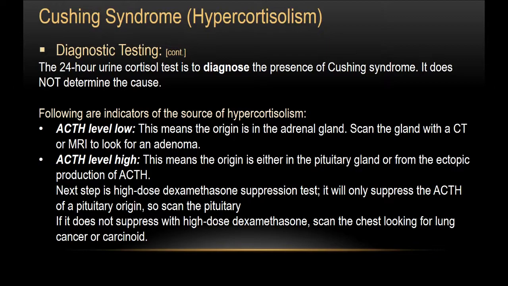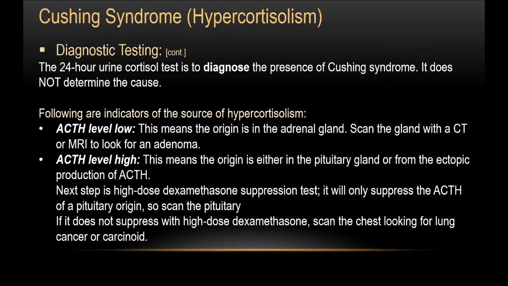So again, the diagnostic testing for Cushing: 24-hour urine cortisol test to diagnose the presence of hypercortisolism, and then determine the cause by suppression test. If you have a low ACTH level, this means that the lesion is in the adrenal gland, so scan the adrenal. If you have high ACTH level, this could be coming from a pituitary adenoma or could be coming from an ectopic production of ACTH. Then the next step is doing what? High dose dexamethasone suppression test. It will only suppress the pituitary ACTH. If it does not suppress this high ACTH, then look for something in the lung or in the abdomen, some ectopic focus secreting ACTH.